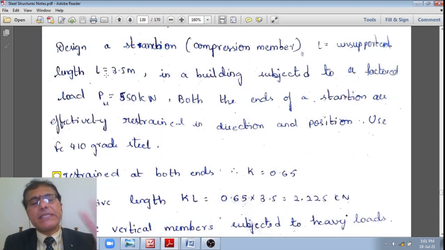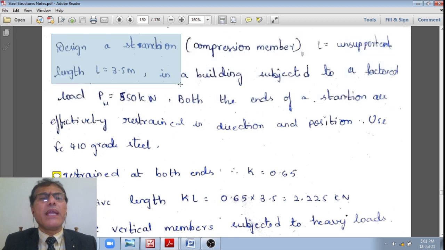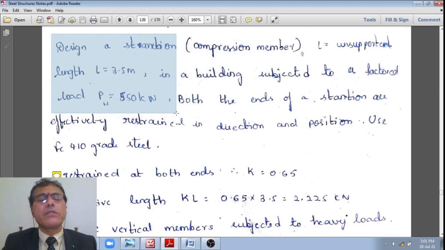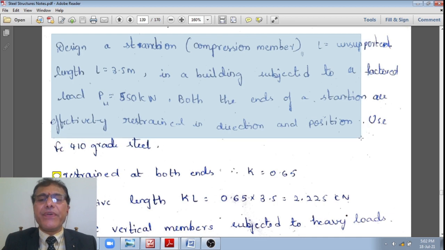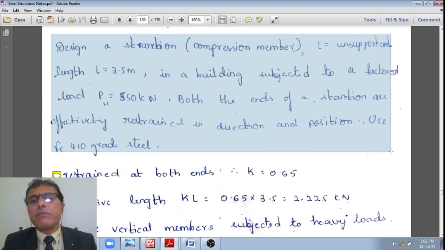Now this is the second problem, student. Design a stanchion, a compression member, whose unsupported length is equal to 3.5 meter in a building subjected to a factored load. This is already factored, Pu is equal to 250 kilonewton. Both ends of the stanchion are effectively restrained in position as well as in direction, meaning it is fixed at both ends. Use Fe410 grade steel. That is how the problem is given.